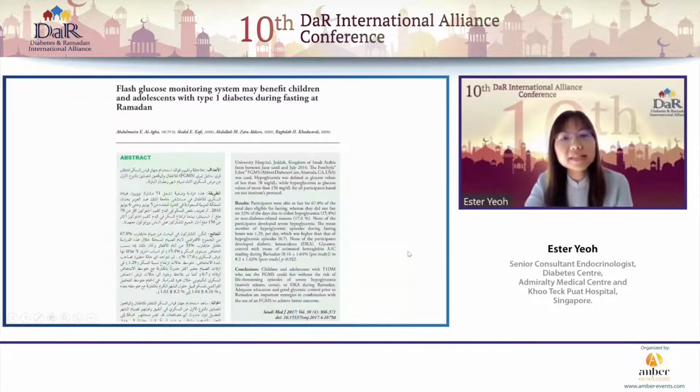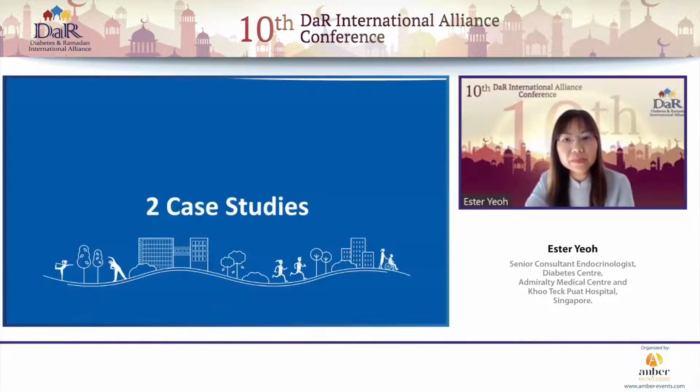Okay. And similarly, this is also a study in children and adolescents with type 1 diabetes during fasting, which showed that the use of such devices, because of continuous glucose monitoring, the ability to look at trend arrows and to avoid hypoglycemia, as well as to manage hypoglycemia, leads to better outcomes during Ramadan fasting. Now we'll move on to two case studies.